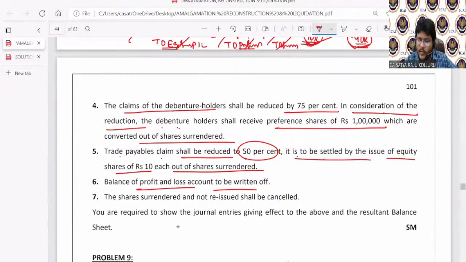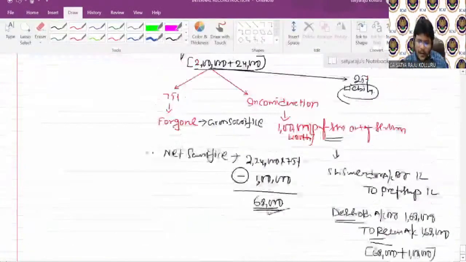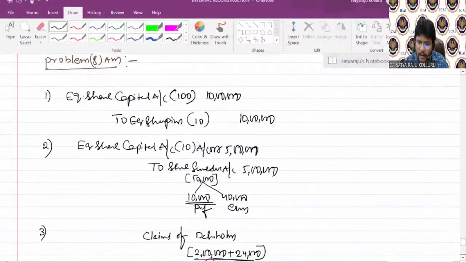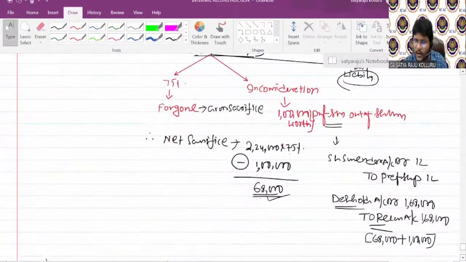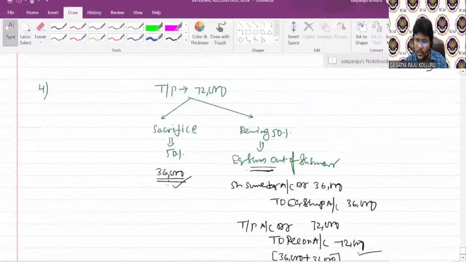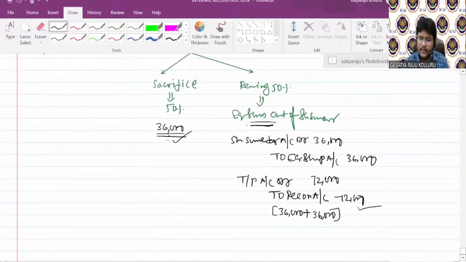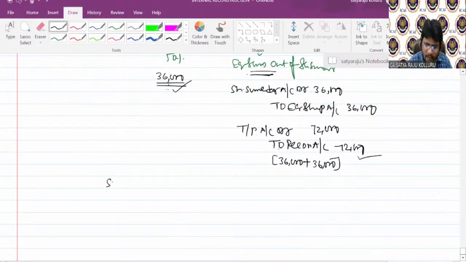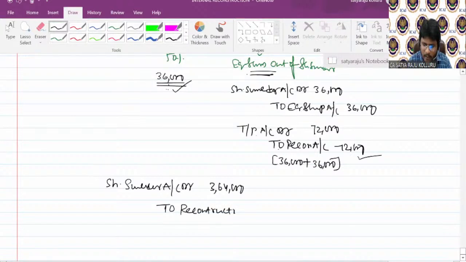Balance of profit and loss account to be written off. The shares surrendered and not reissued shall be cancelled. Now, cross-check how much balance is there under share surrender account. In opening, 5 lakhs is there. Out of such 5 lakhs, I already utilized 1 lakh, so still 4 lakhs is there. Out of such 4 lakhs, now I utilized 36,000. 4 lakhs minus 36,000, I have 3,64,000. The balance in share surrender account, 3,64,000, you can transfer to reconstruction account.